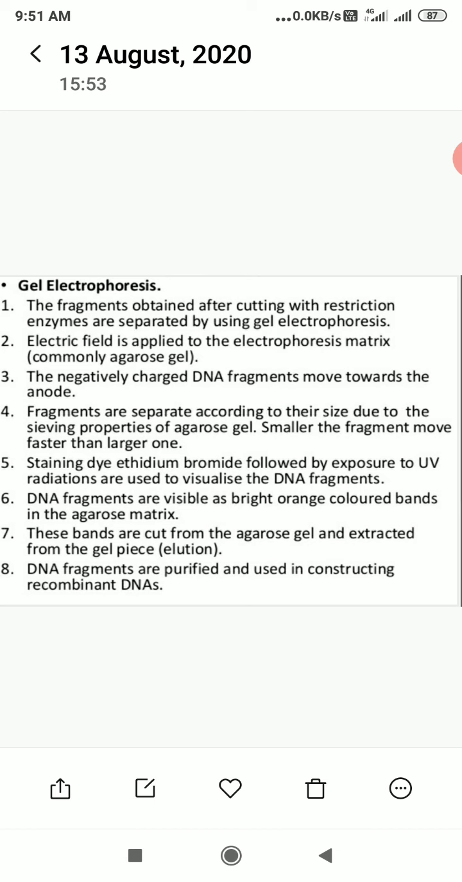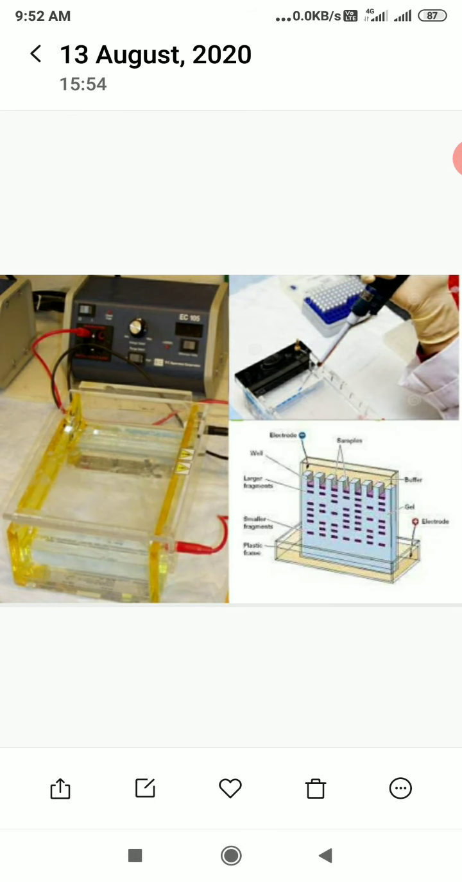These bands are cut from the agarose and extracted from the gel piece. That process is called elution. The DNA fragments are purified and used in the construction of recombinant DNA. Here, this one is the device in which we carry out the process of gel electrophoresis.